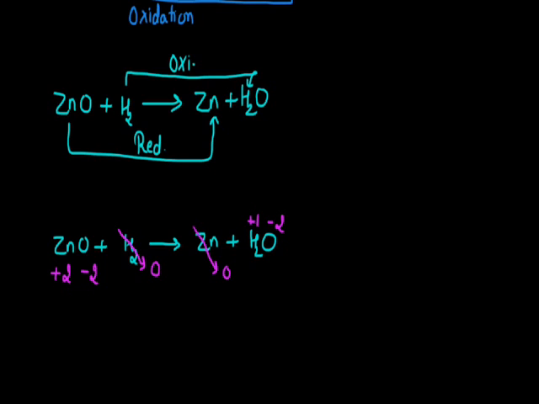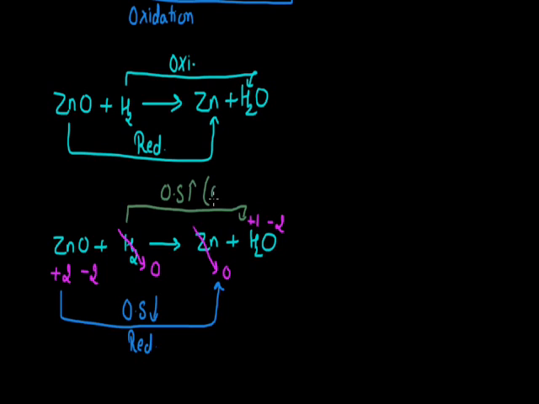Zinc goes from +2 oxidation state to 0. So here the oxidation state is going to decrease, so it can be defined as the process of reduction. On the other hand, the oxidation state of hydrogen is going to increase from 0 to +1. Since it's an increase in oxidation state, it can be defined as the process of oxidation. And since in a chemical reaction oxidation and reduction both take place simultaneously, this kind of reaction, where oxidation and reduction both take place simultaneously, is defined as a redox reaction.